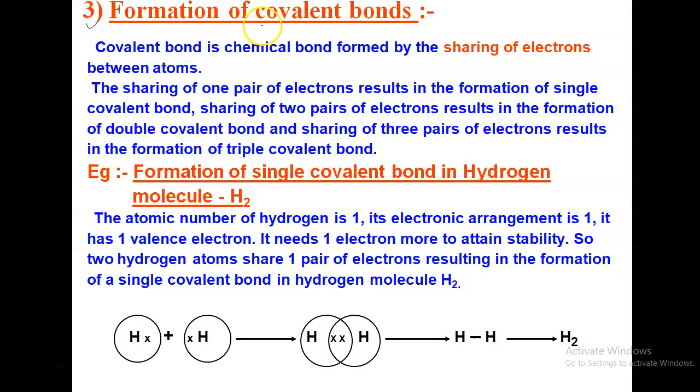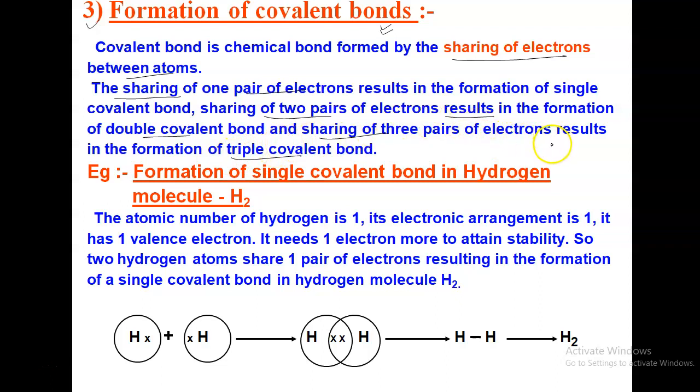3. Formation of covalent bonds. Covalent bond is a chemical bond formed by the sharing of electrons. If in an examination it is asked to define covalent bond, what will you say? Sharing of electrons between atoms is called covalent bond. The sharing of one pair of electrons results in the formation of a single covalent bond, sharing two pairs of electrons results in a double covalent bond, and sharing of three pairs of electrons results in a triple covalent bond. Understood?